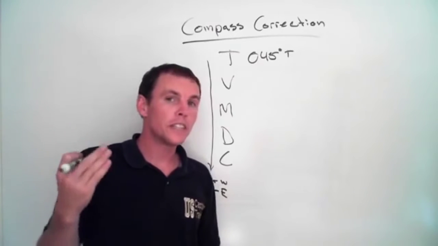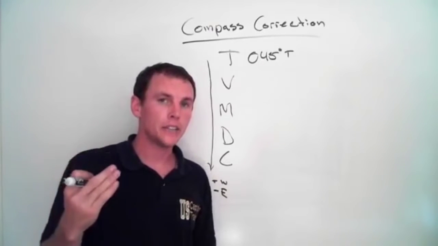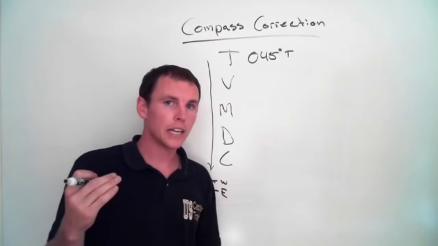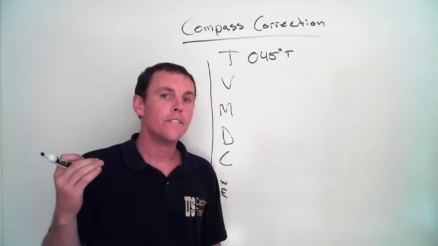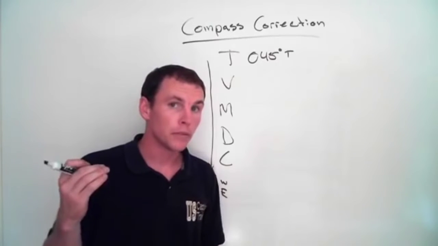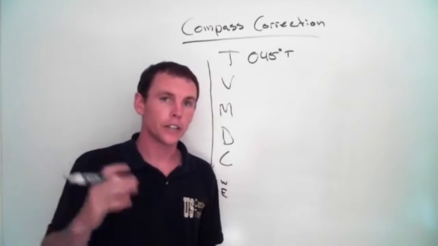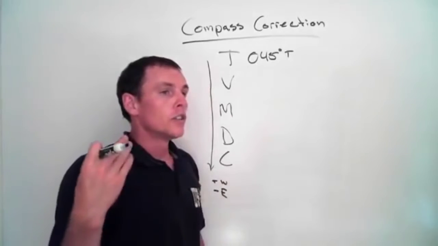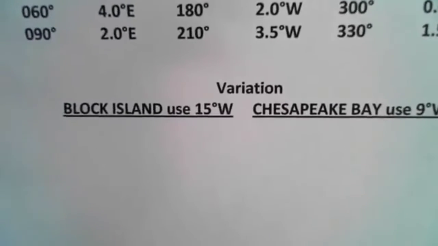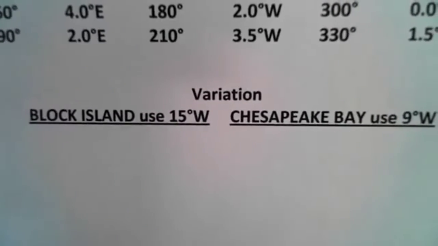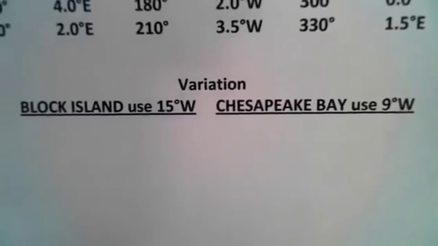And the reason we use 15 is that the Coast Guard in 1983, when solving these Block Island problems, used 15 west variation on every problem. So if you use that, you can get the right answers too. So 15 west variation. Again, on your deviation table, you see it? Block Island. Use 15 west variation. We're not going to use Chesapeake Bay, just Block Island.